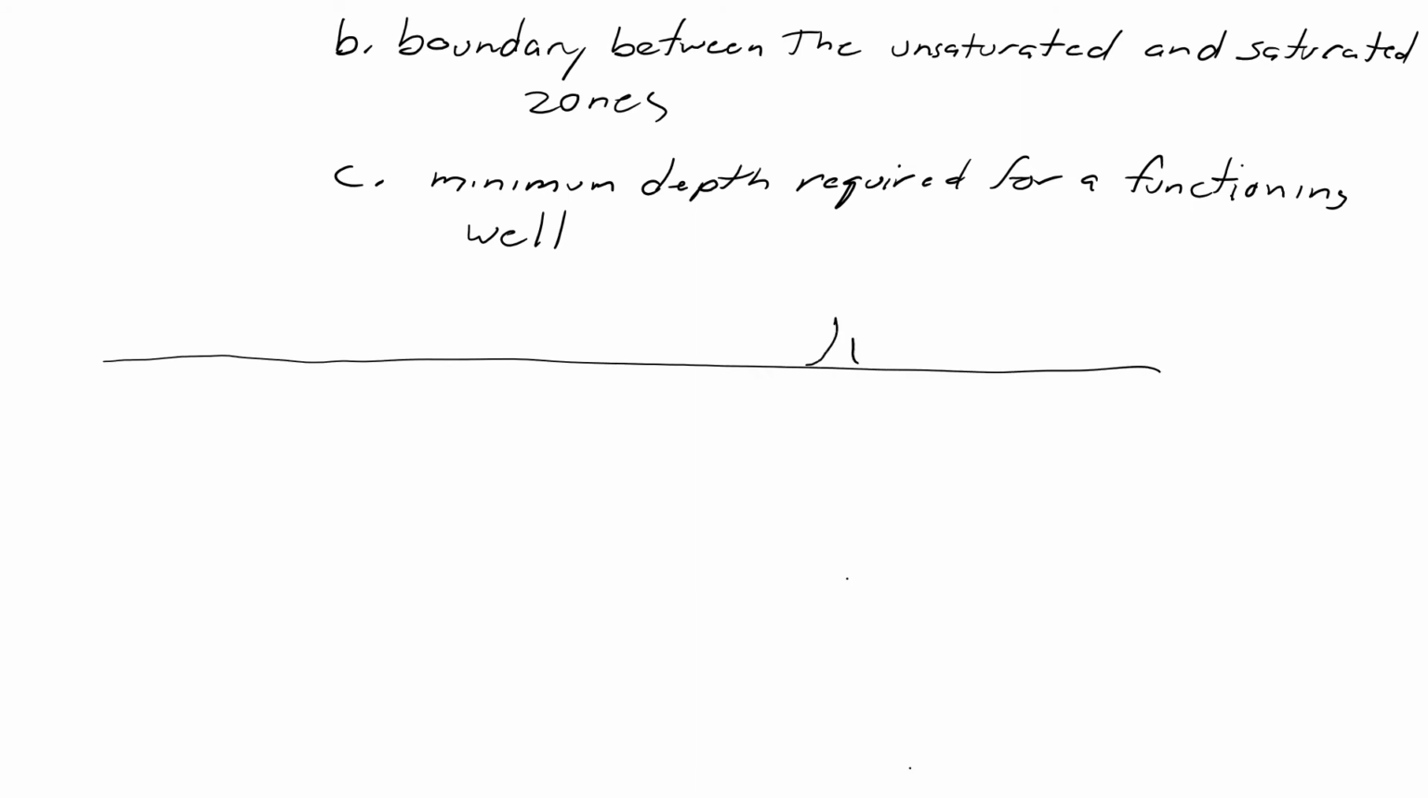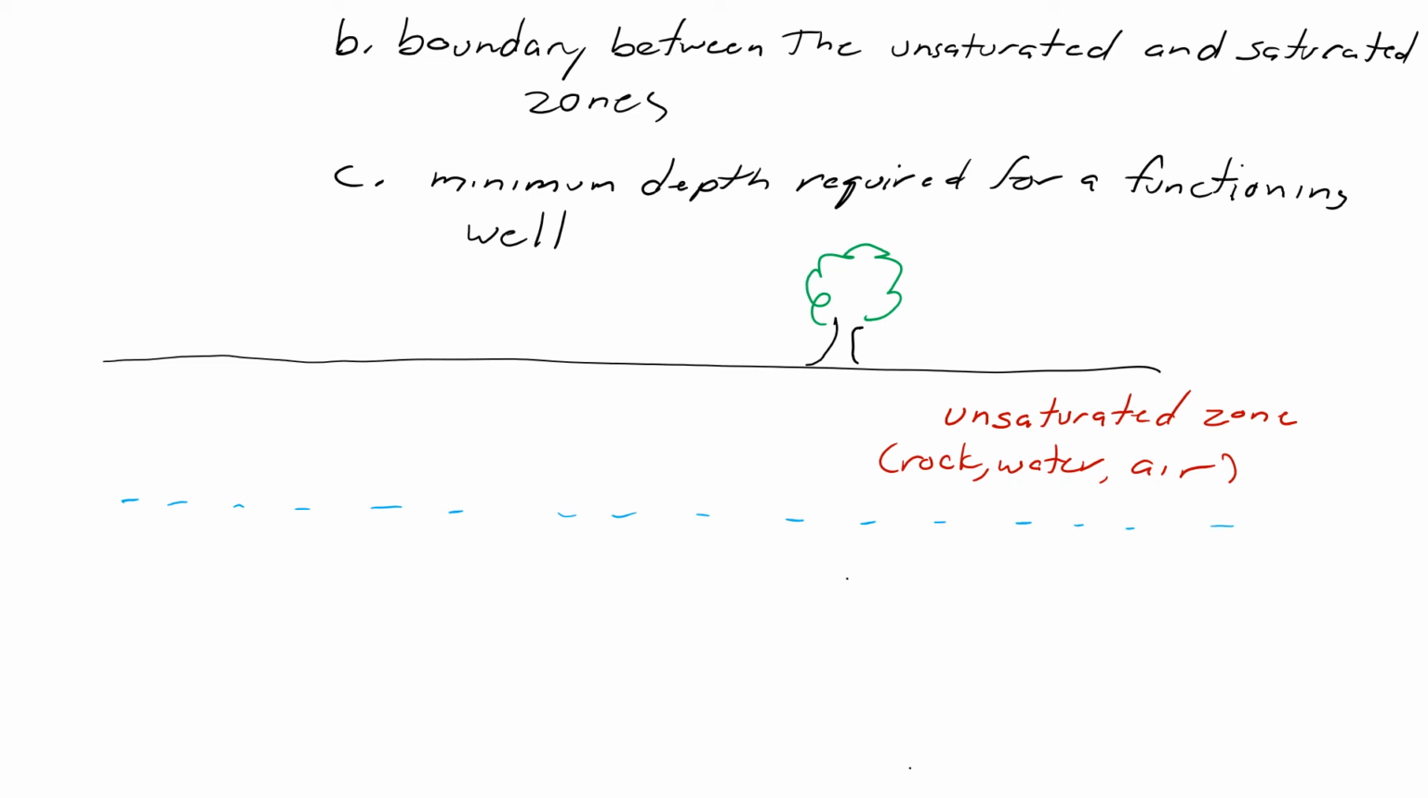So if we sort of draw this out, here's the Earth's surface. Near the surface is the unsaturated zone, which again is rock, water, and air. And then at some depth, the pores will completely fill, and you will end up in the saturated zone, where you have just rock and water. The boundary between these two zones is the water table.